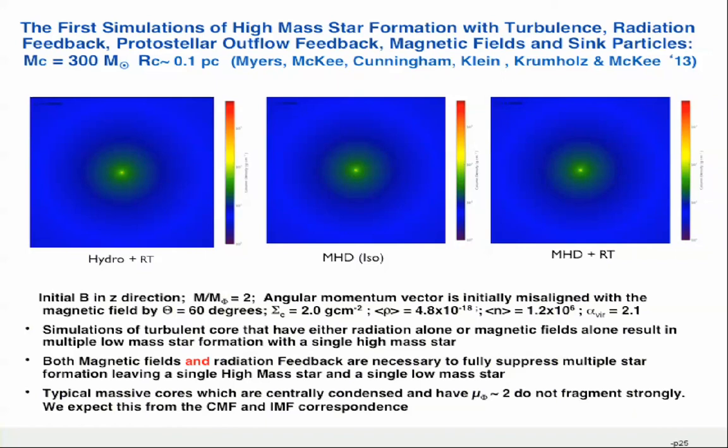I want to isolate the importance of radiation and magnetic fields separately and coupled nonlinearly. In the case on the left, I'm looking at hydrodynamics with radiative transfer and outflows. There is no magnetic field. Here I'm looking at MHD in the isothermal approximation, no radiation, and now I'm looking at the coupling of the two. What you're going to see is that simulations of the turbulent cores that have either the magnetic field or the radiation alone will result in the formation of multiple low mass stars in addition to a single high mass star. So let's actually look at that.